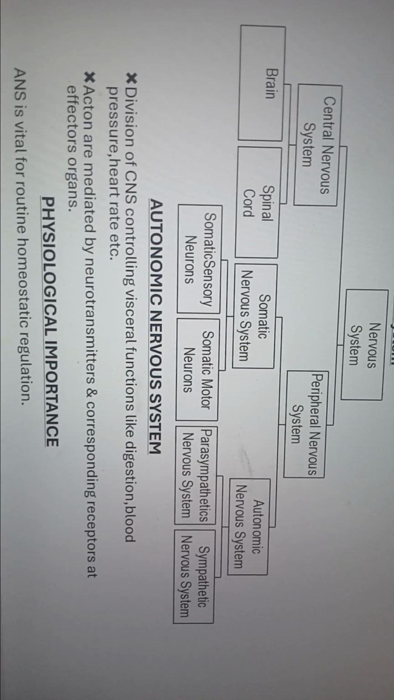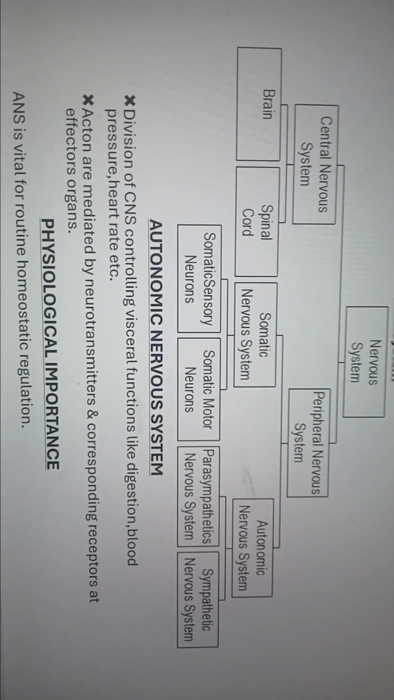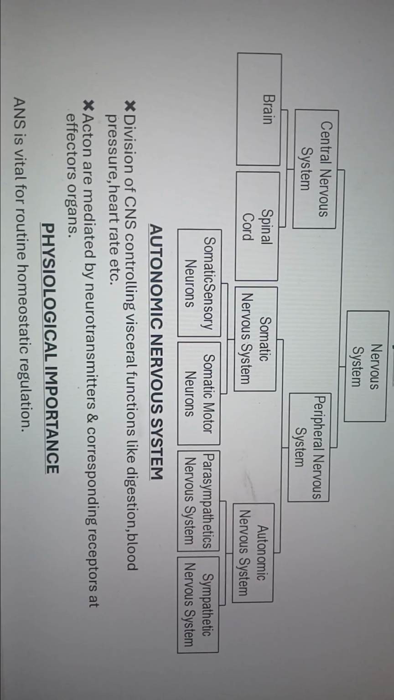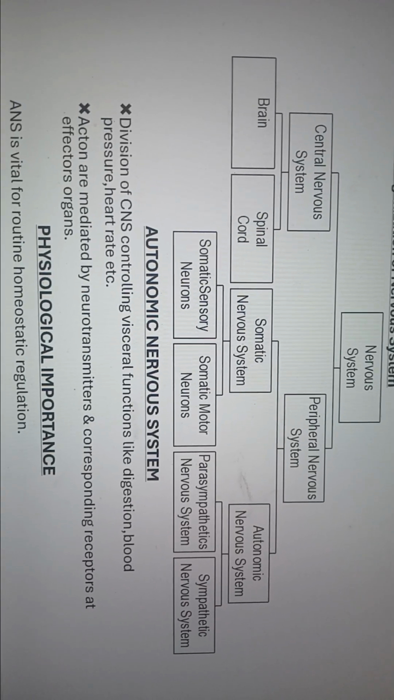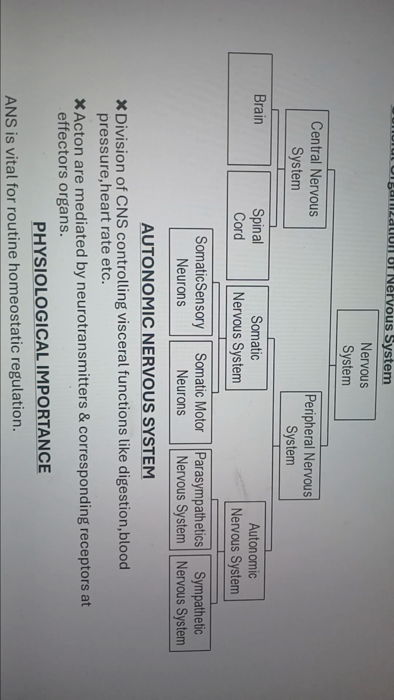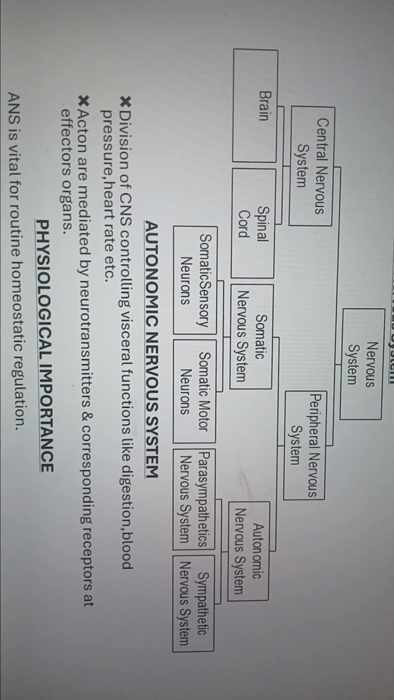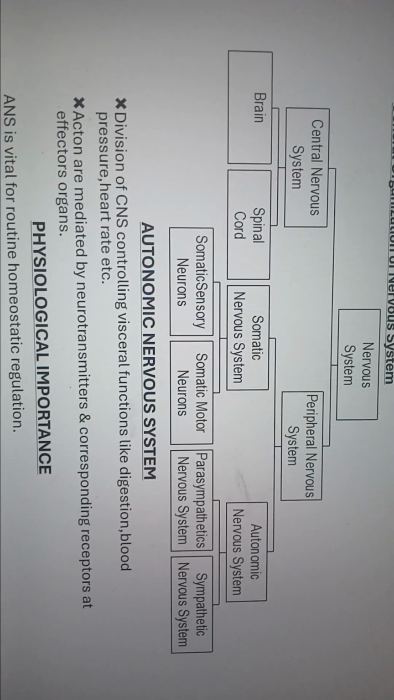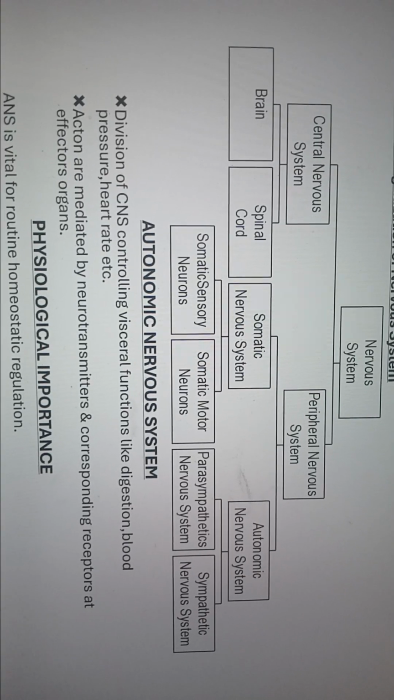Generally, if we talk about the peripheral nervous system, it is related to the nerves emerging from the brain and the spinal cord, like the cranial nerves and the spinal nerves. So they are divided into two types on the basis of function. We will say it is somatic and autonomic.